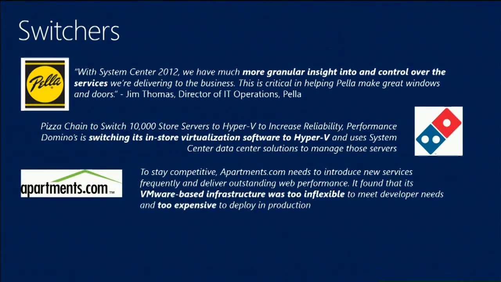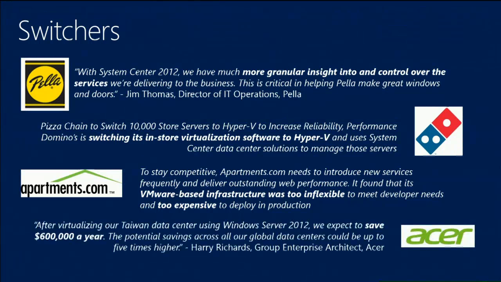Apartments.com moved across from the VMware-based infrastructure because they found it was inflexible, specifically around their developer needs. Some of the integration that Hyper-V and System Center specifically had with their dev tools like Visual Studio helped them to migrate across and also see benefit when they got there. They could see significant improvements in the way their devs interacted with their virtual infrastructure to provision new workloads for dev and test type scenarios.